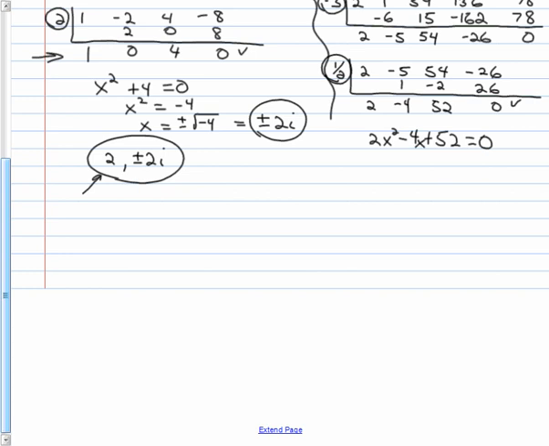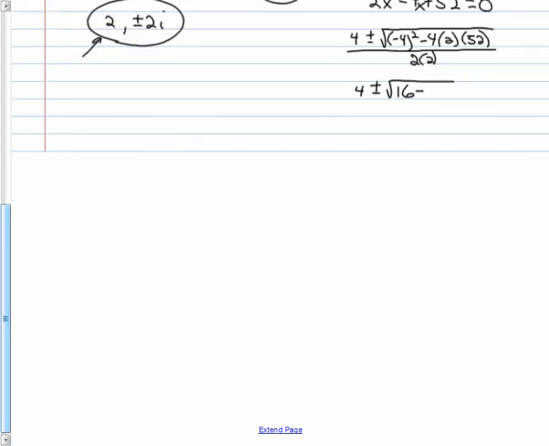Forgot my x. I'm going to take negative of b, 4, plus or minus the square root of my b squared, so -4 squared minus 4 times a times c, all divided by 2 times a, and we'll see if we can simplify this. 4 plus or minus the square root, that would be 16 minus 8 times 52. What is that? 416? All over 4. 16 minus 416 is what? -400. All divided by 4. I'm going to put both of them with the 4 underneath. 4 over 4 is 1.